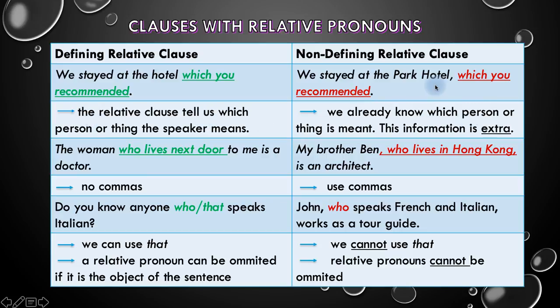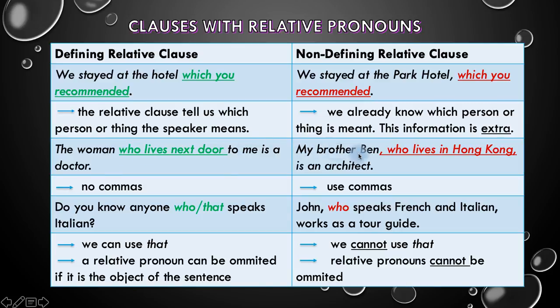Yeah, extra information. Okay, the second sentence here. The woman who lives next door to me is a doctor. Now, this information, who lives next door to me, is essential. We cannot omit it. And we do not use commas here, no commas.